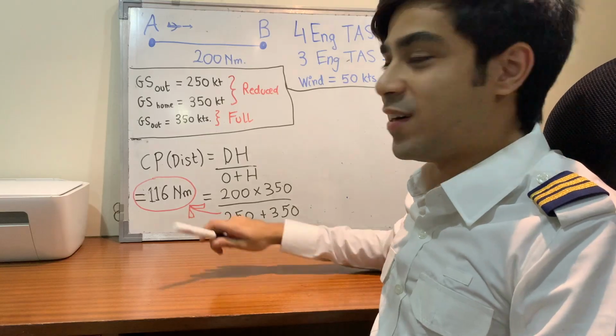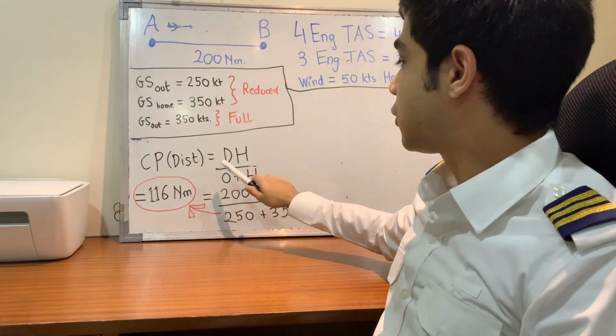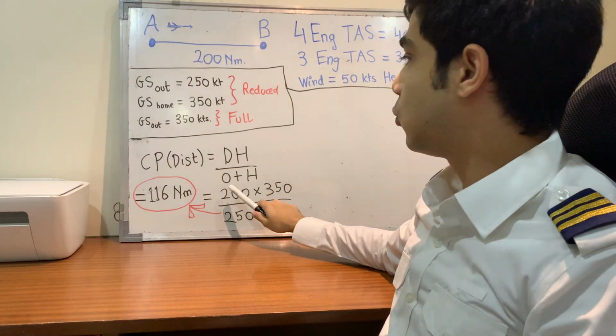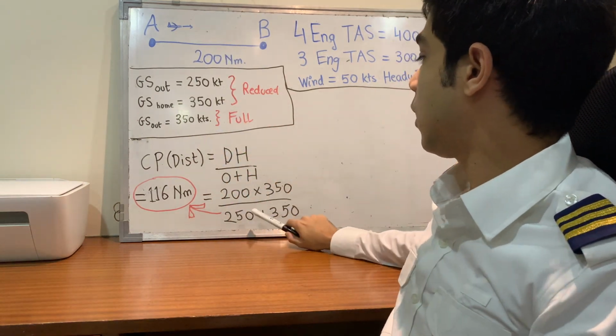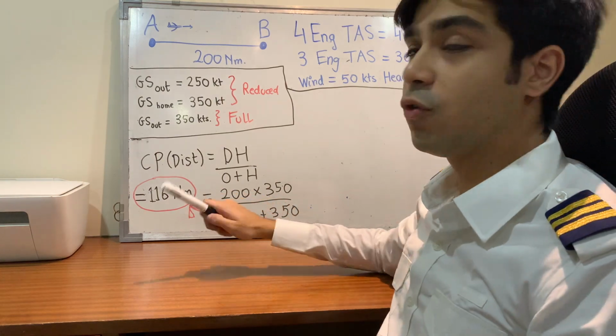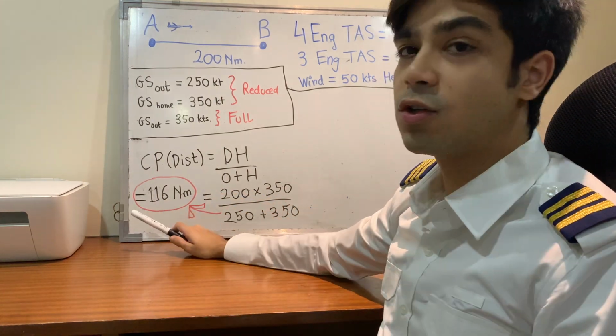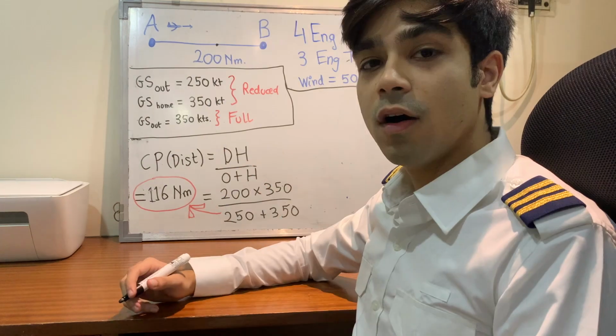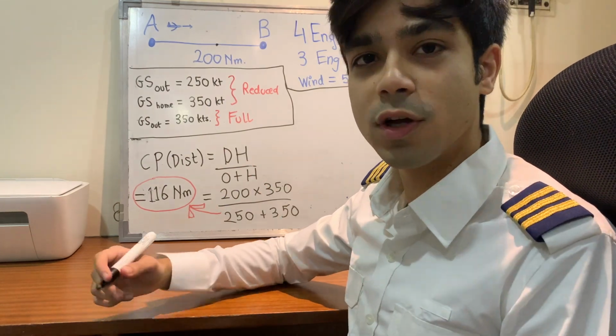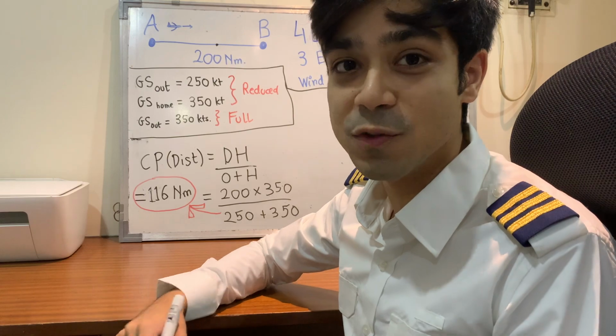Okay. So distance to CP is equal to DH upon O plus H. So D 200 into H 350 upon O plus H. And if you calculate this, you get 116 nautical miles. That means CP is somewhere here, a little further from midway, closer to the destination, because as we said, CP moves into the wind and there's a headwind.